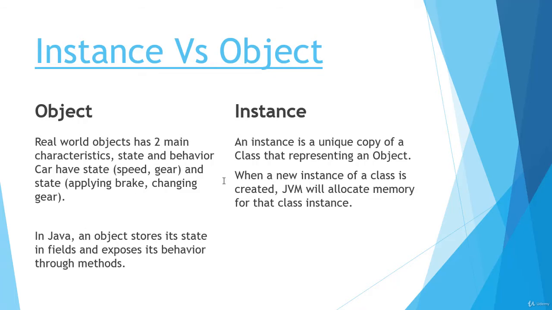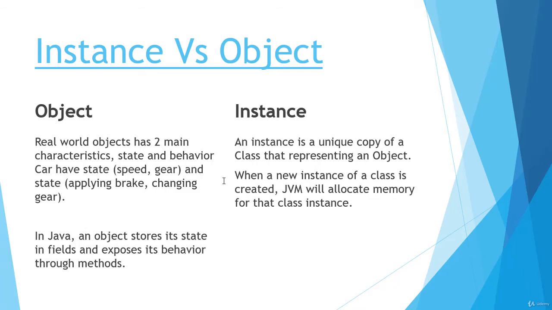For example, a car, which the object has state, speed and gear, and has behaviors like apply brake and change gear. In Java, an object stores its states in fields, or you can say in instance variables, and exposes its behavior through the methods. This is the object. Now what is the instance?